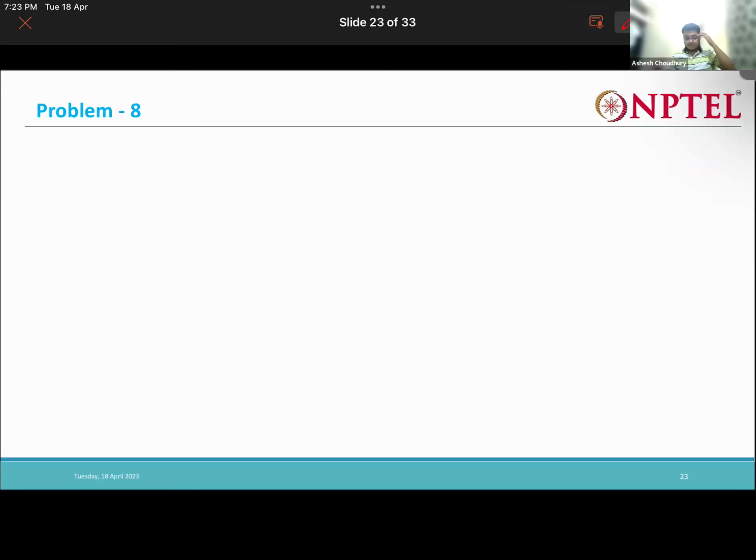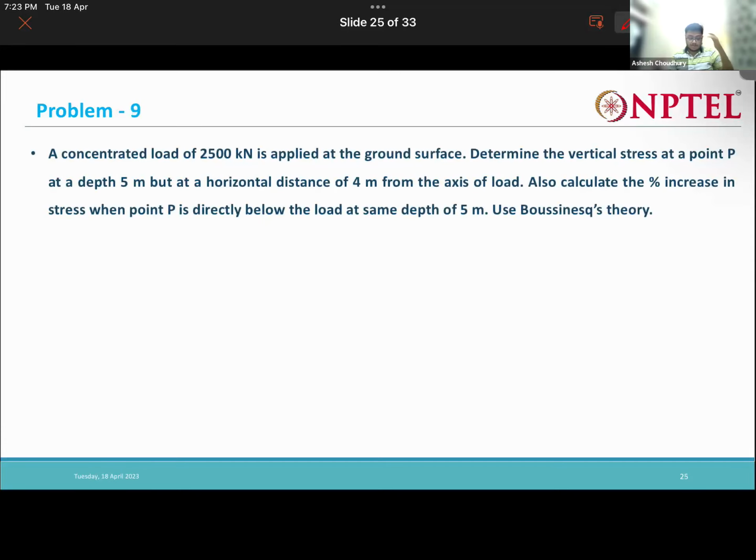Okay. So let us solve some problems from this chapter, stress beneath the soil. Easy problems we will be solving using Boussinesq's and Westergaard's theory. The first problem is that a concentrated load is there. This is the ground surface, and a concentrated load of 2,500 kilonewton is acting on the ground surface.